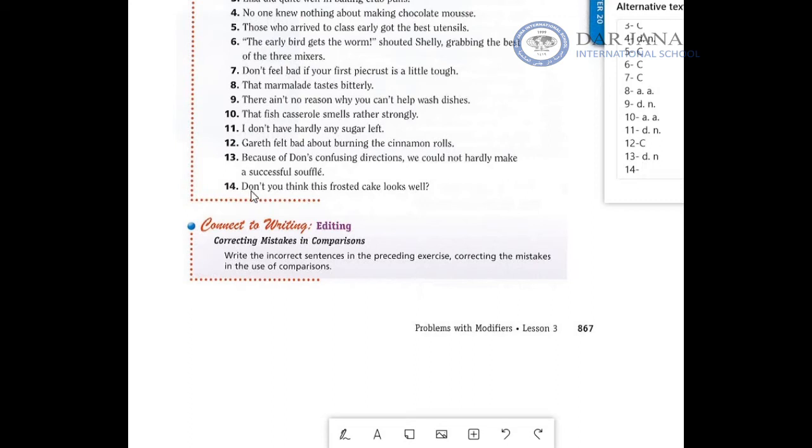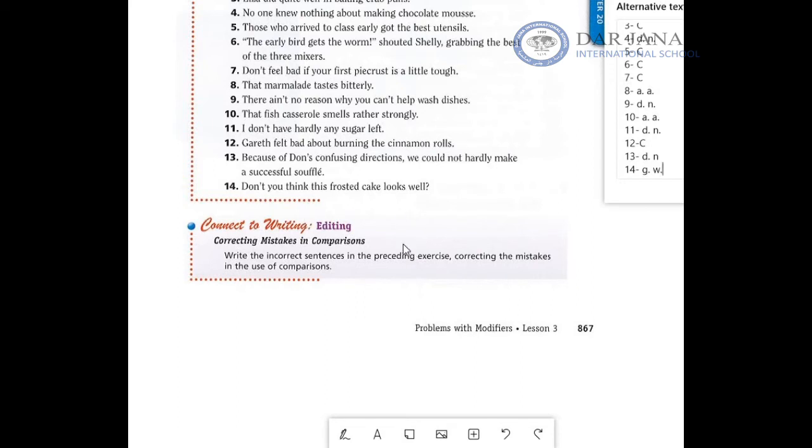Number 14. Don't you think this frosted cake looks well? Looks here is a linking verb, and well is an adverb, and it's incorrect to use well after linking verbs. We should use the adjective good. Looks good. So the problem here is in the use of good or well.